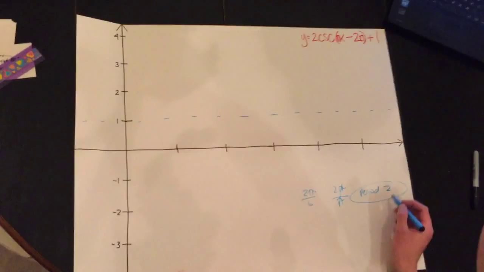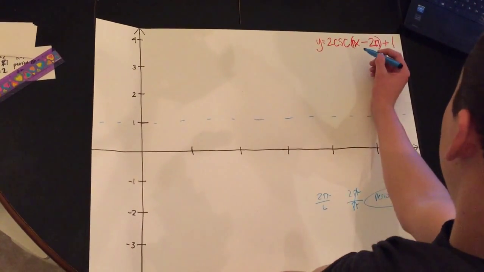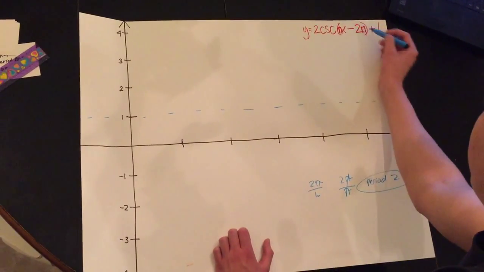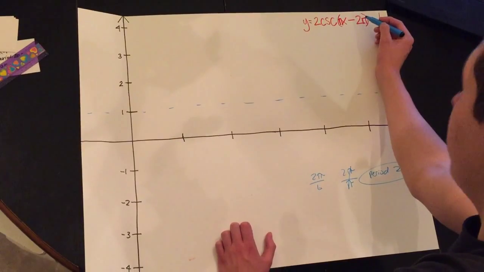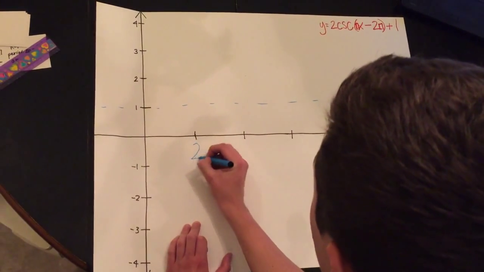Okay, so after finding the period, the next step is to find the h value, which is going to happen when you factor the pi out of the parentheses. So that's going to give you an h value of 2. So that's how you know your first dash is going to be at 2.